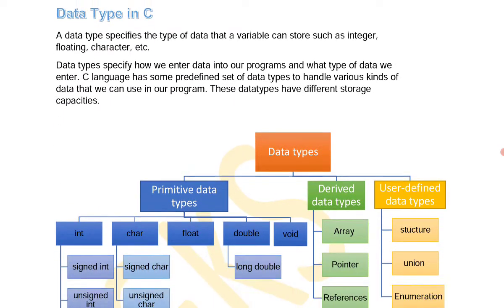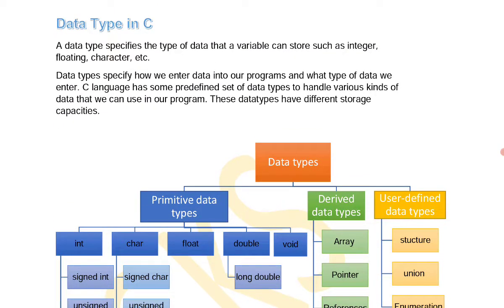So what are data types? What is the definition of a data type? What are the different types of data types? All these things we will discuss here. A data type specifies the type of data that a variable can store, such as integer, floating, character, etc.